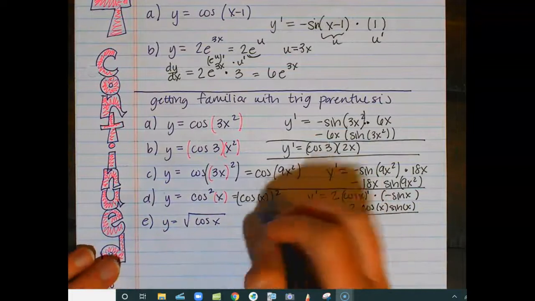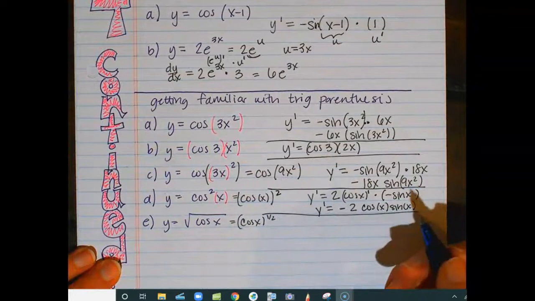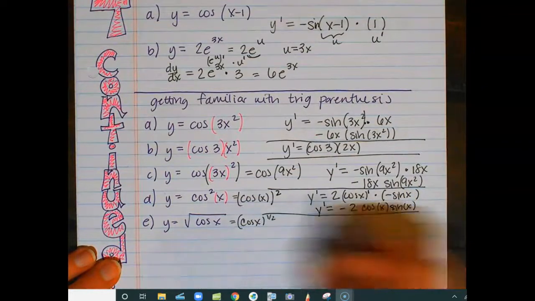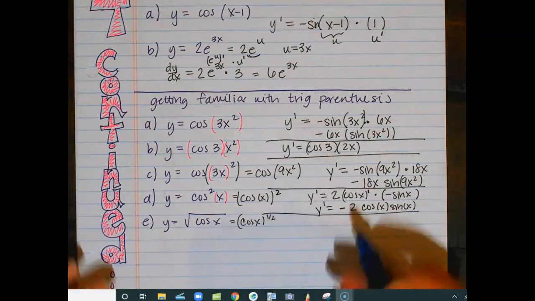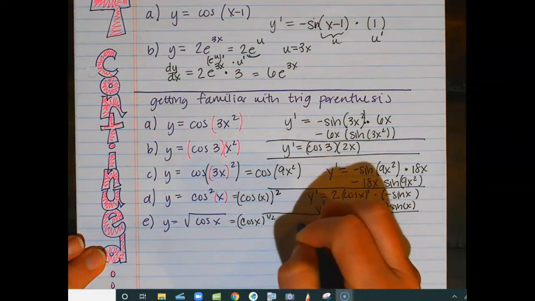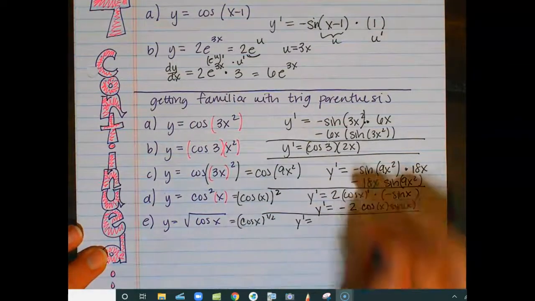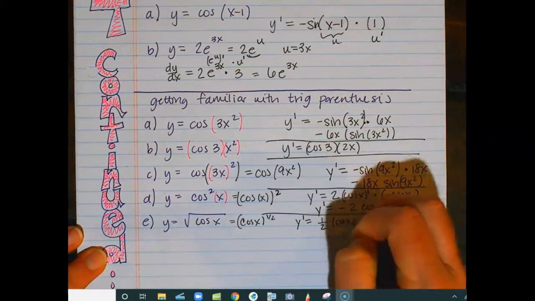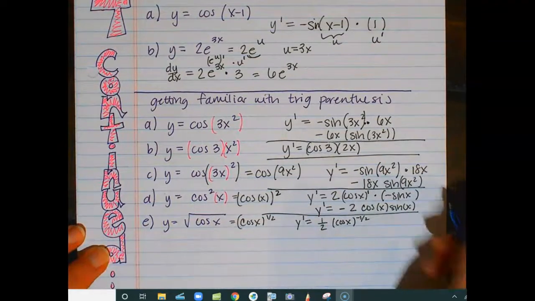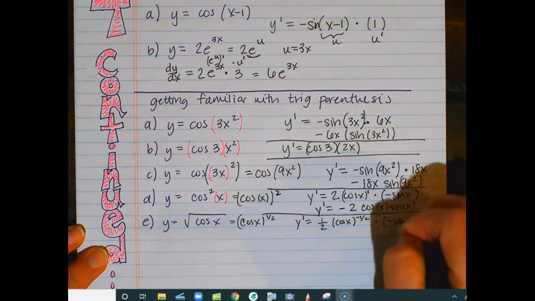And then e is very similar, so it's going to be cosine of x to the 1/2 power, which is just the power rule. So we're going to use power rule and then keep the baby and derivative of the baby again. So it'll look very similar, except I'm going to have something in the denominator when I do this one. So y prime equals, power rule first. It's something to the 1/2 power. So 1/2 cosine of x to the negative 1/2 power times the derivative of cosine is negative sine.